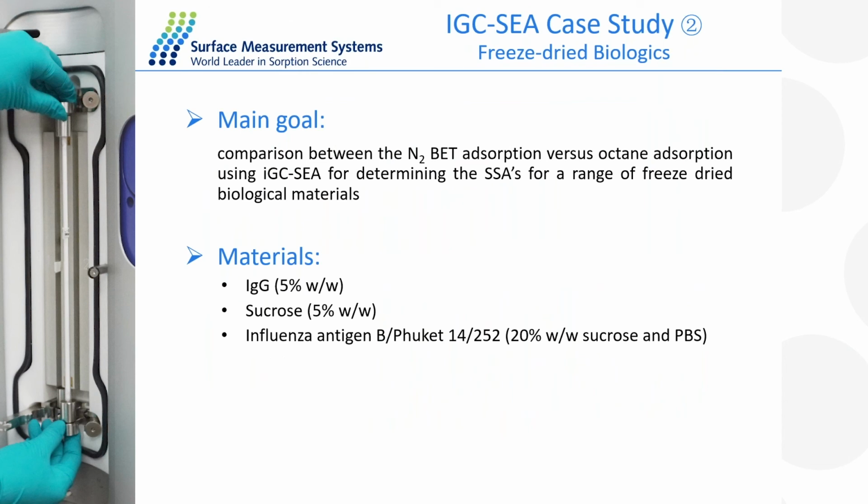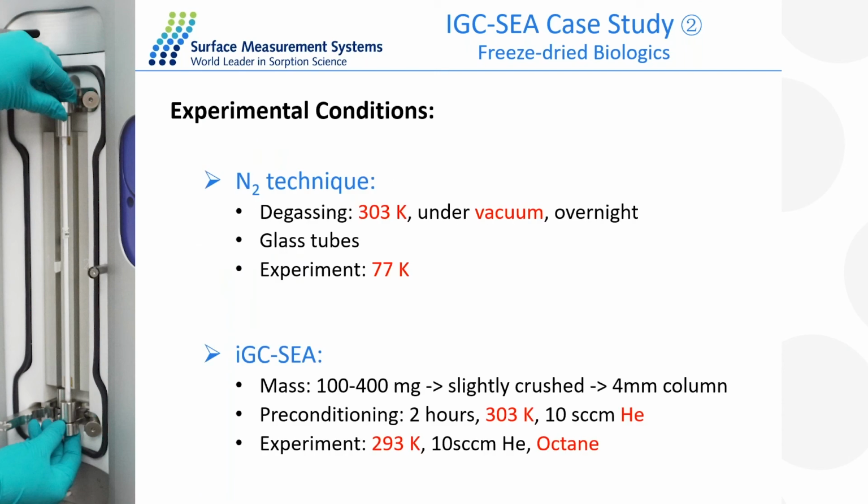And the last study here is from the Shell group at Imperial College about freeze-dried biologics. Here we use both nitrogen sorption and IGC to measure the BET surface area of these freeze-dried biological materials. For the nitrogen method, it was degassed under vacuum at 30 degrees overnight, and the experiment was done at liquid nitrogen temperature. In the case of the IGC experiment, it was preconditioned at 30 degrees with a flow of helium for 2 hours, and the experiment was done at 20 degrees with octane sorption. Both methods use around 100 to 400 milligram samples for the measurement.